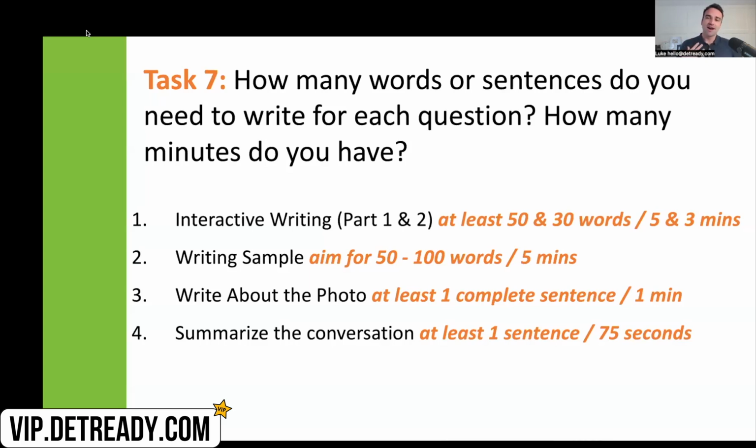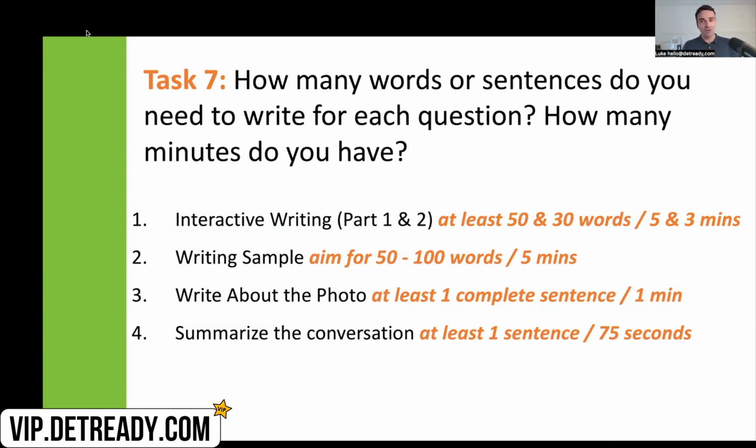So for interactive writing, there are two parts. Part one, the main answer, and part two is the follow-up response. You should at least write 50 and 30 words, and you have 5 minutes for part one and 3 minutes for part two. A year ago, this was actually written down: write at least 50 words on this topic. They got rid of that now, but I think the requirement is still there. So you need to write at least 50 words.